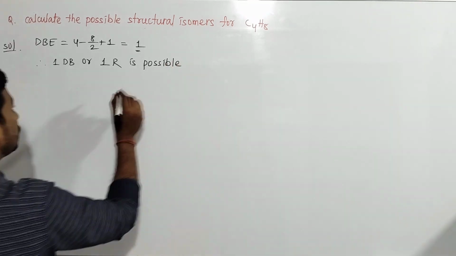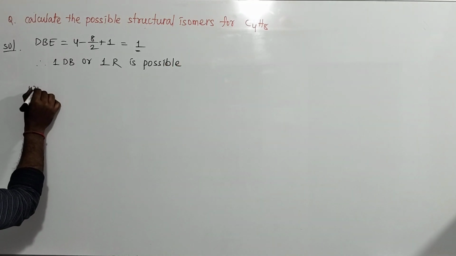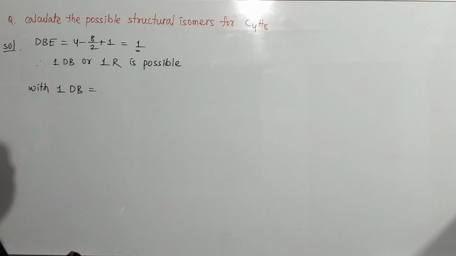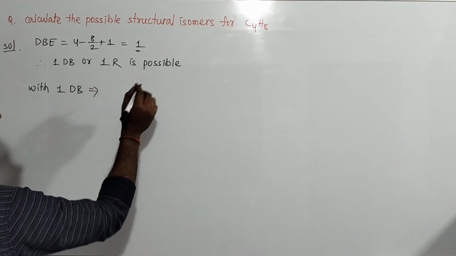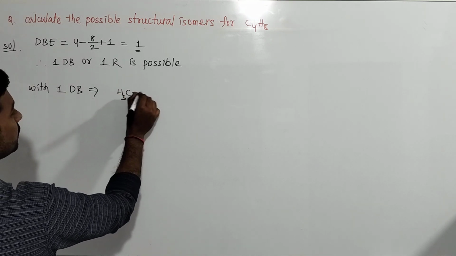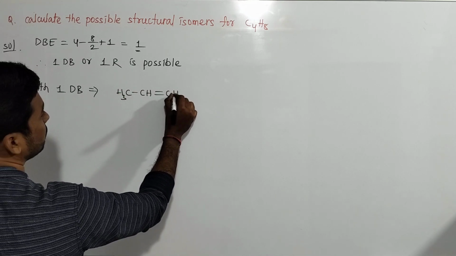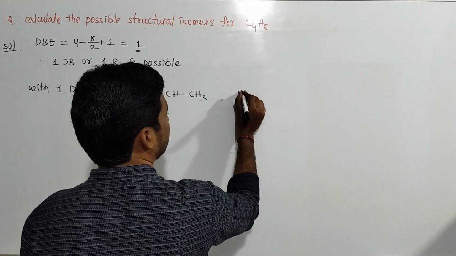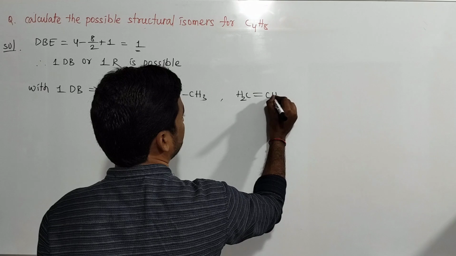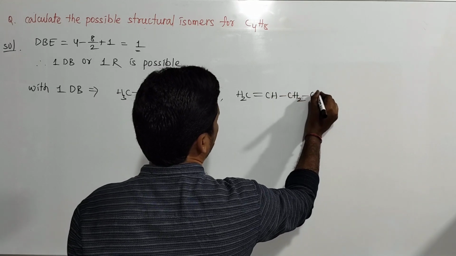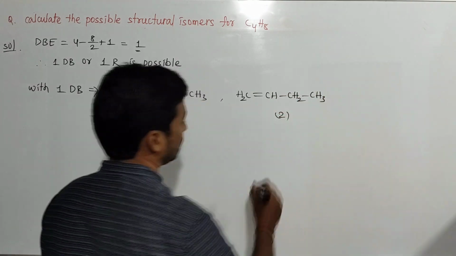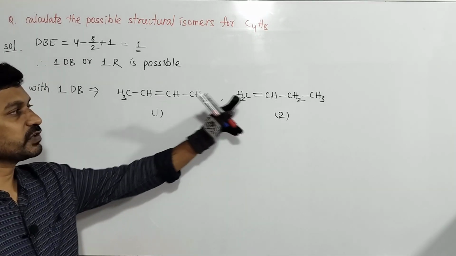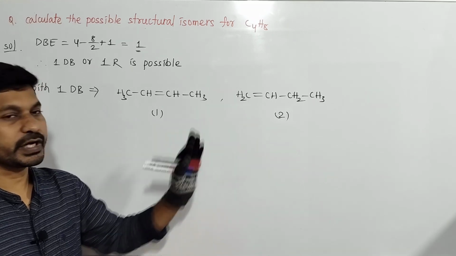Write isomers with 1 double bond. With 1 double bond, 1 DBE, what we can write for C4H8? One is CH3, CH double bond, CH single bond, CH3. This is 1. And CH2 double bond, CH single bond, CH2 single bond, CH3. This is the second one. 2 are possible with 1 double bond. By placing 1 double bond between carbon atoms, you can write 2 formulas, 2 position isomers.